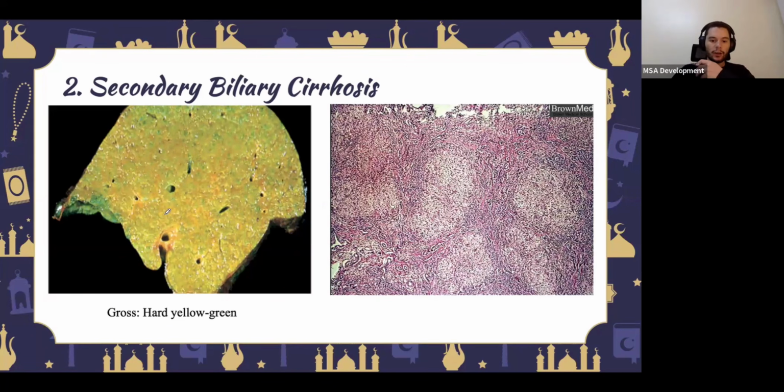On gross morphology, it is very hard and yellow-green. This is the liver. And over here, you can see this is a more developed case. You can see the regenerative nodules and the fibrosis surrounding.